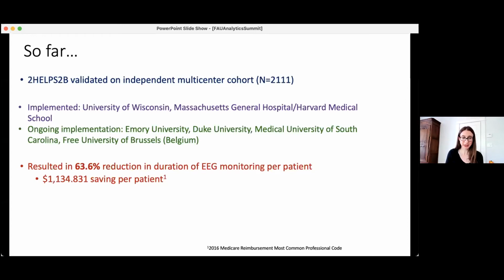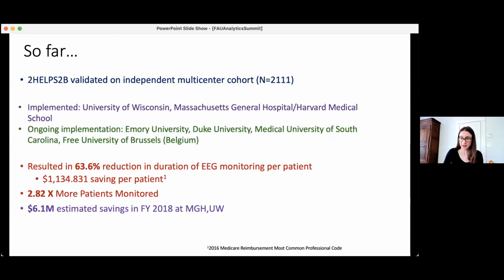It's been implemented at several hospitals, and so far it's resulted in a huge reduction in the duration of EEG monitoring per patient, which allowed the doctors to monitor a huge amount more patients than they could before, over twice the number of patients that they previously had monitored. And according to the doctors, this number, this 2.82, is really important because it allowed the doctors to find patterns that they wouldn't have found before and help reduce brain damage and help the doctors save patients' lives. It's led to millions of dollars in estimated savings. That's probably an underestimate, but in any case, the important number is that 2.82.